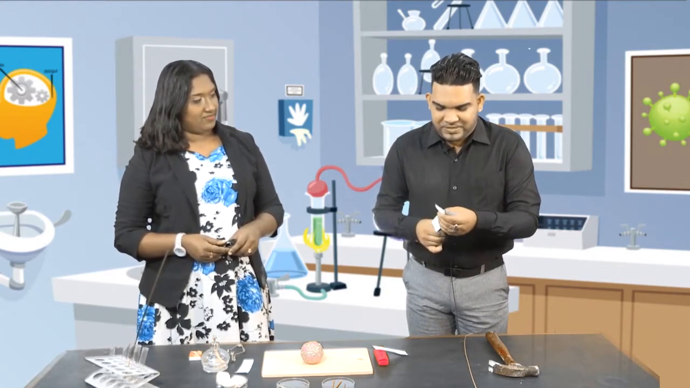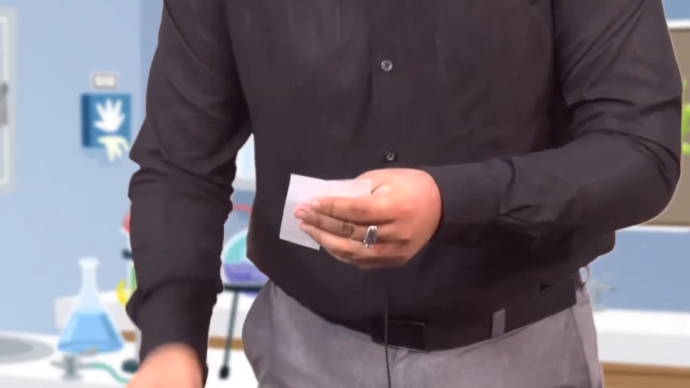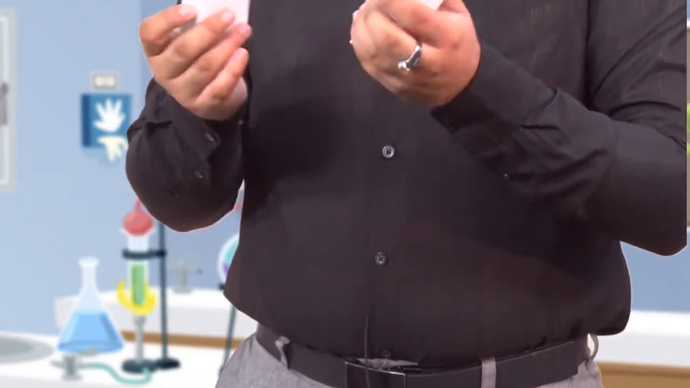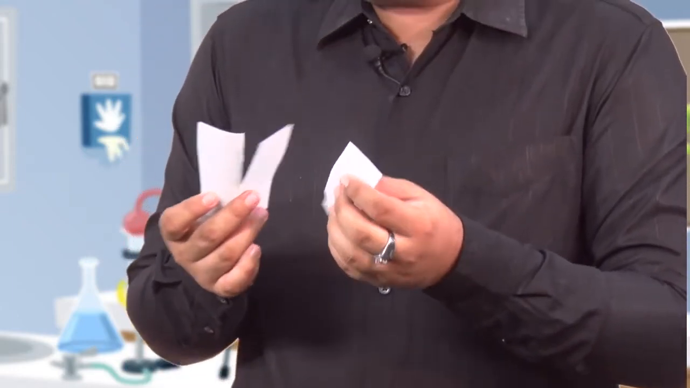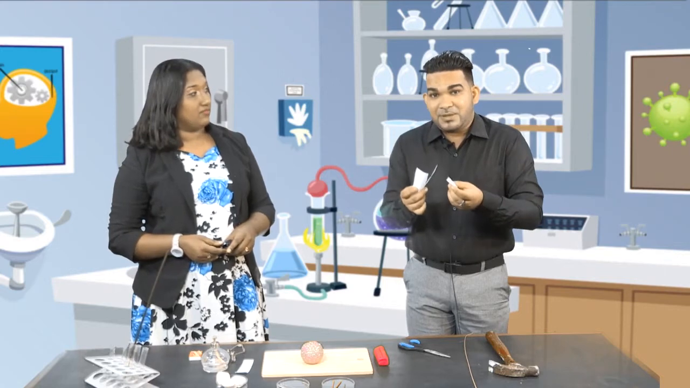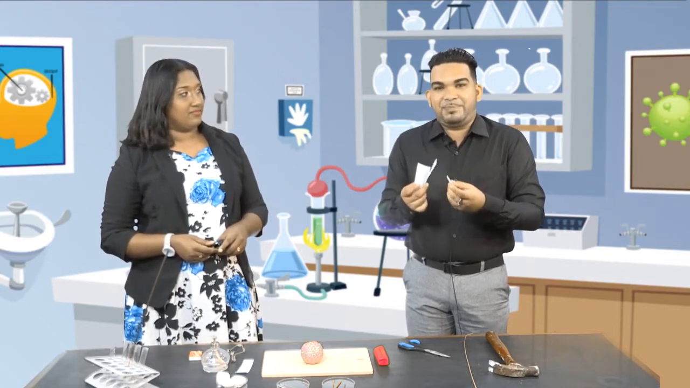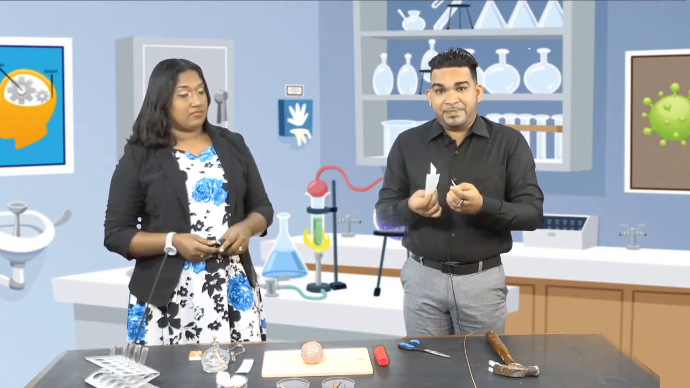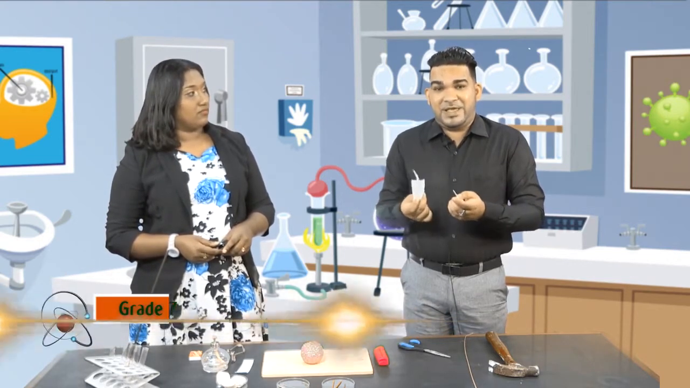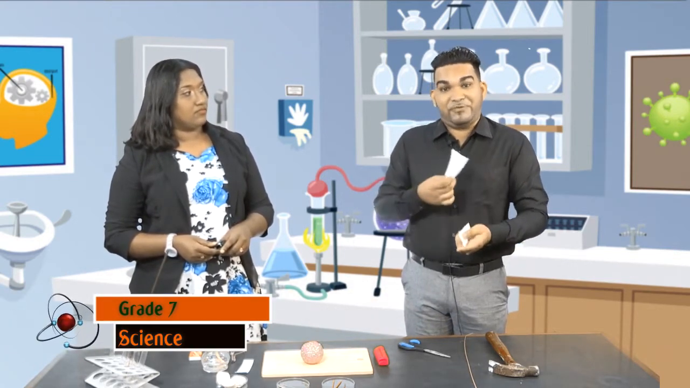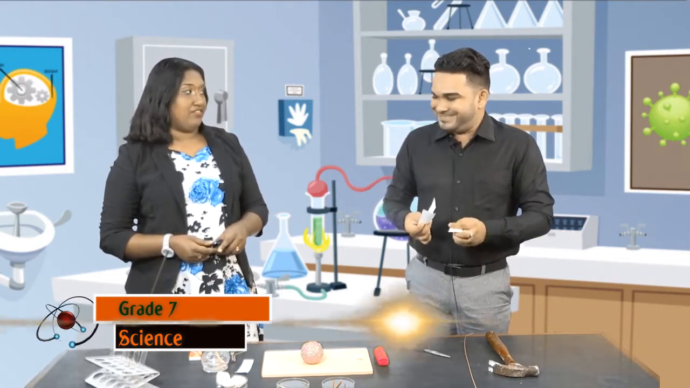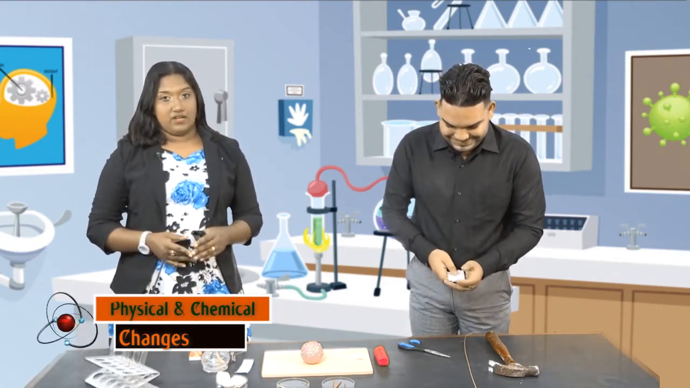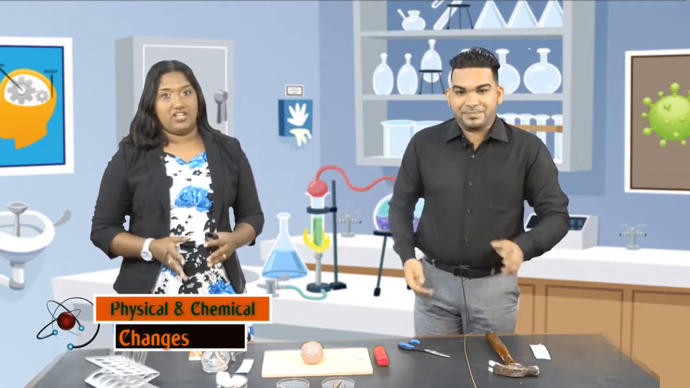So I would have cut this paper into 3 pieces. At the end of the day, did the property of the paper change? Is this still paper? Yes, it is still paper. Hence, this is termed a physical change because at the end of the day, it is what we would have started with before cutting, paper. Very good, sir. Now, boys and girls, let us look at crushing.